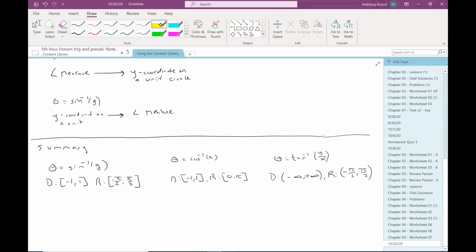So the big takeaway, the piece that is going to be really critically important that you guys are responsible for remembering, is the range associated with each one of these inverse functions. That's the piece that's going to be necessary to remember for a test or quiz or homework kind of setting.